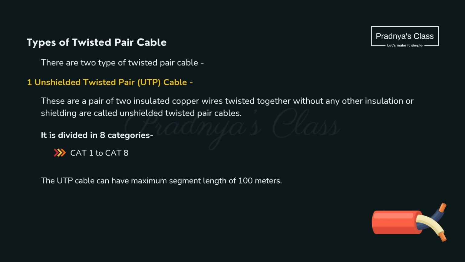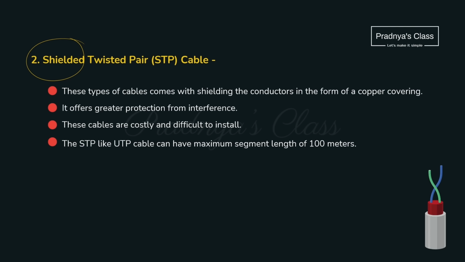There are two types of twisted pair cable. The first one is unshielded. It means it does not have any insulation. And the second one is shielded. It means it will have a shielding.